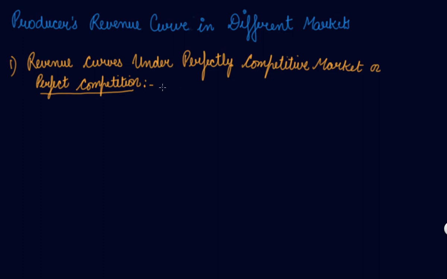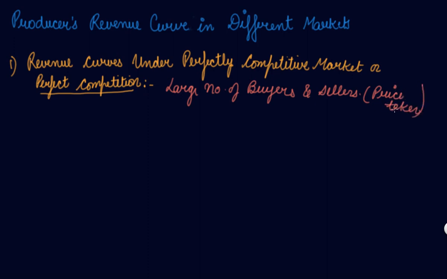Perfect competition is a market where there are large numbers of buyers and sellers, which means there is a lot of competition in the market. There are a large number of buyers of every product and a large number of sellers. So in this competition, your industry is a price taker. According to demand and supply, the price is decided in the economy, right?